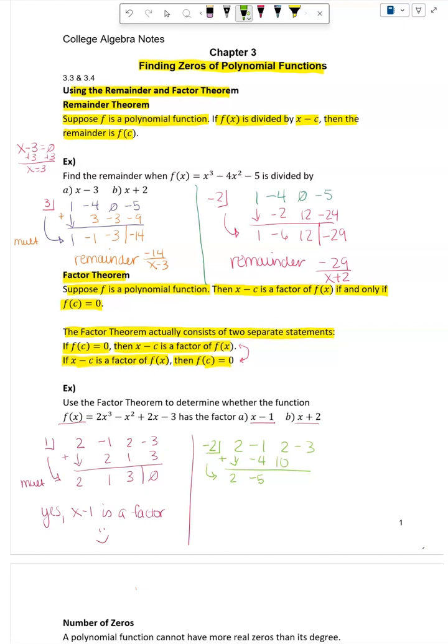Positive 10. This gives us 12. Well, negative 2 times a positive 12 gives us a negative 24. Add these two together, that gives us a negative 27. This does not equal 0, so that implies no. x plus 2 is not a factor. Okay, so that's how you use the factor theorem.